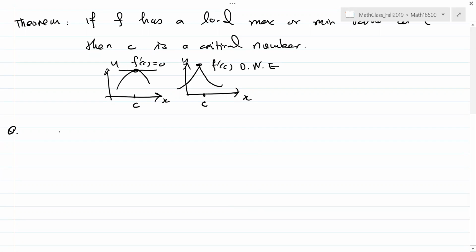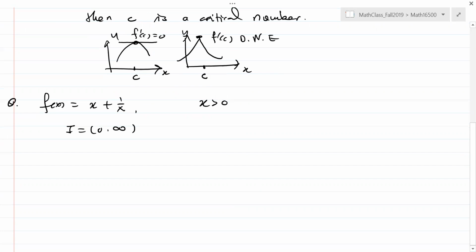Okay. f(x) equals x plus 1 over x, where x is greater than 0. So the interval here is the whole interval from 0 to infinity, right? Okay. We can actually find not only a local minimum value, we can even find the absolute minimum value. Okay. So let's look at this graph.